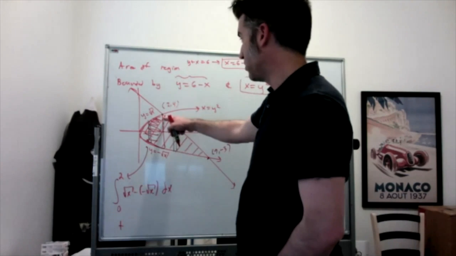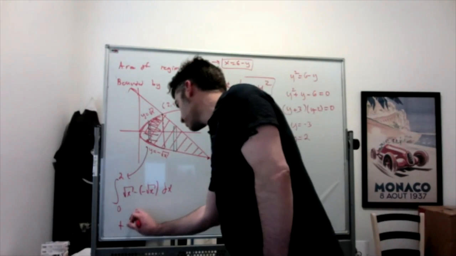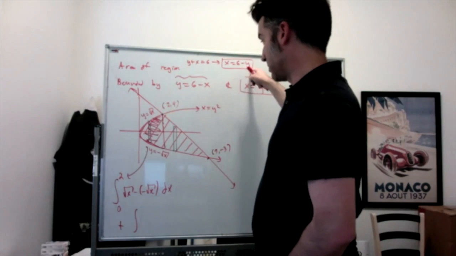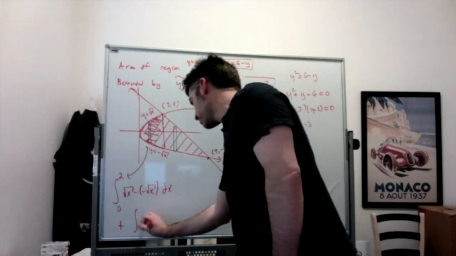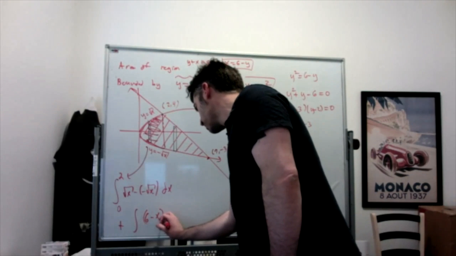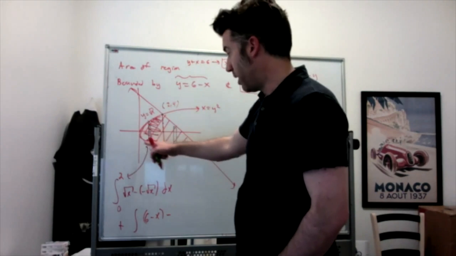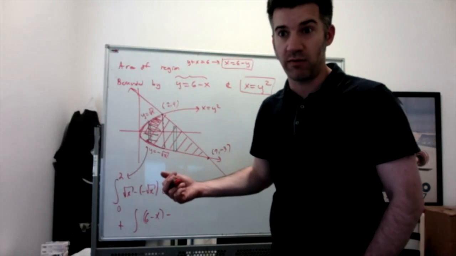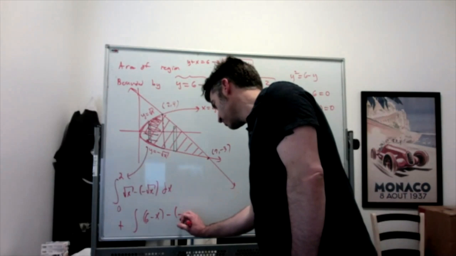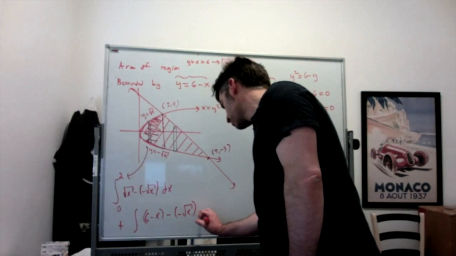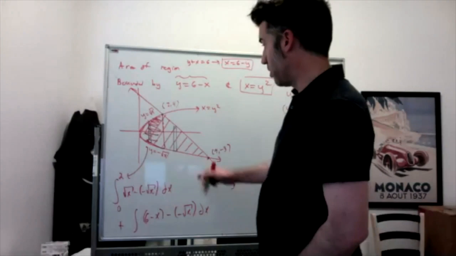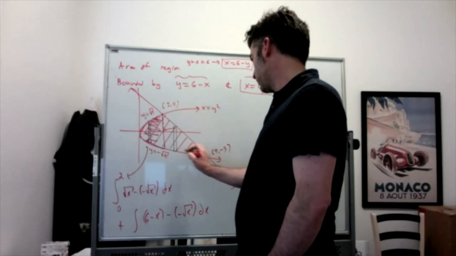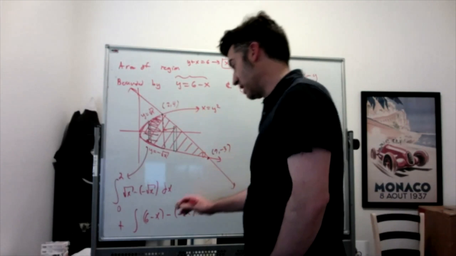Plus, then we have to do this region here. Now the top function is this line, 6 minus x. And the bottom function is, again, the bottom part of this parabola, which is y equal to the negative square root of x. And my limits of integration, well, these rectangles can move as far left as x equal to 2, and as far right as x equal to 9.